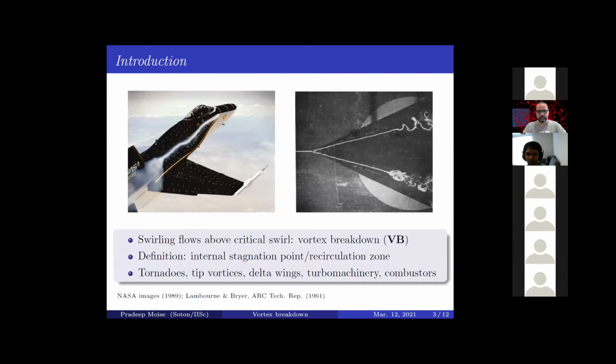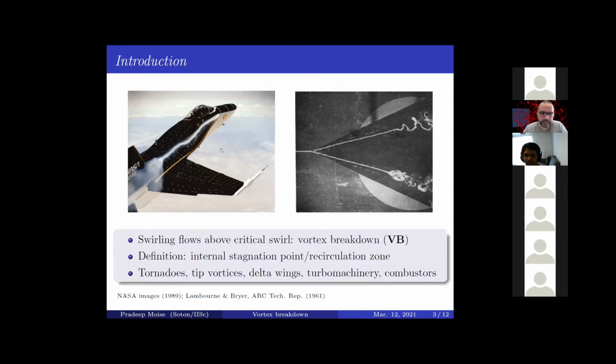Swirling flows are characterized by the presence of non-zero axial and azimuthal velocity components, and above a critical amount of rotation, they exhibit a phenomenon known as vortex breakdown. It's defined by the development of an internal stagnation point or a recirculation zone in the flow. It's observed in a variety of flow situations, including tornadoes, tip vortices, delta wings, turbomachinery, combustors, etc.